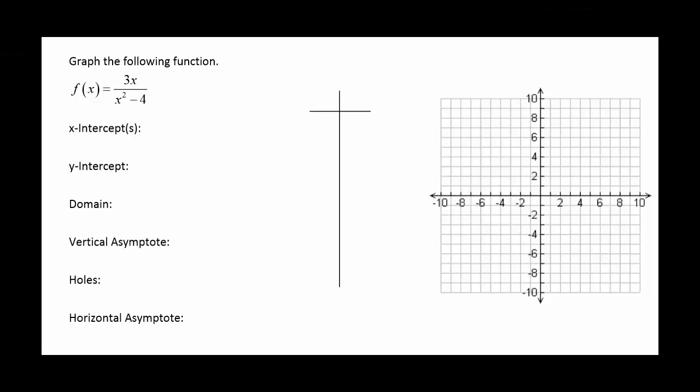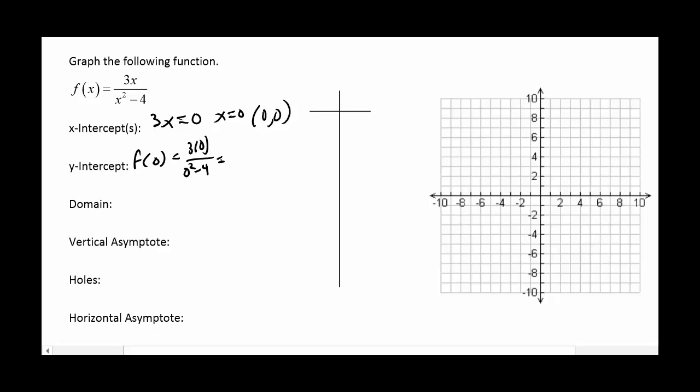All right, so next example, let's start with our x-intercept. For the x-intercept, we look at the numerator and set that equal to 0. We end up getting 0 out of that, so I know it crosses at the origin. For the y-intercept, I'm going to evaluate it at 0. So 3 times 0 over 0 squared minus 4. Oddly enough, that also reduces to 0. So I know it crosses at the origin.